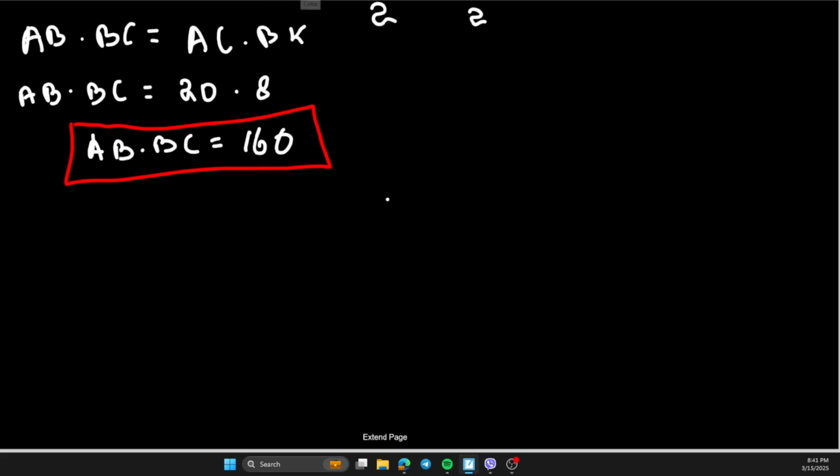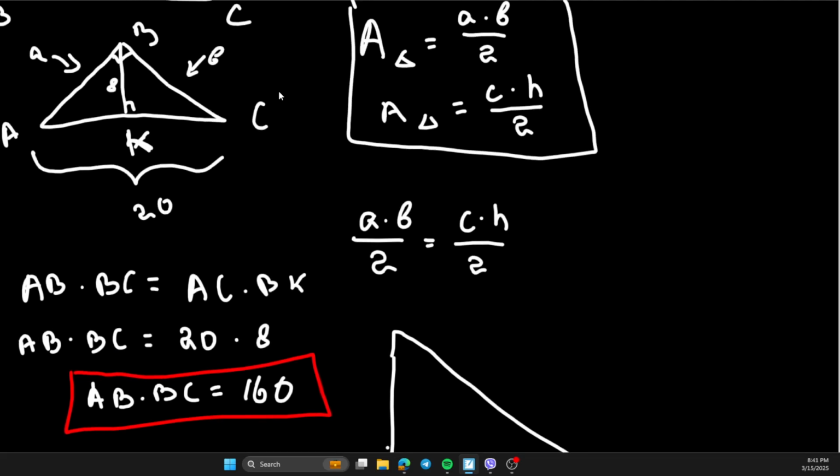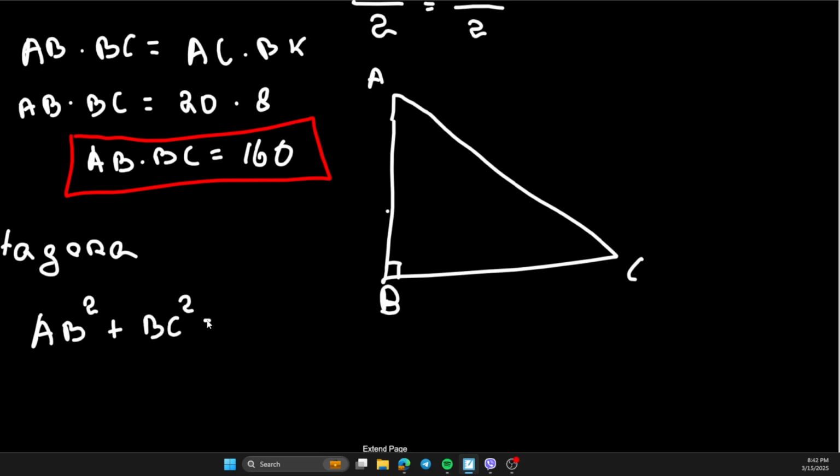Now for the second equation, you're going to find it by yourself. You have the same right triangle, with notation A, B, C. Can you apply the Pythagorean theorem? Yes. So AB squared plus BC squared equals AC squared.